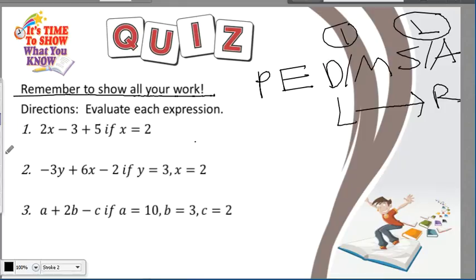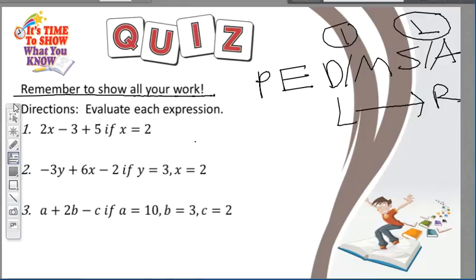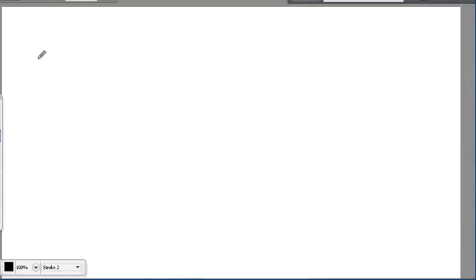Okay, I'm going to go ahead and get you started with number 2, just because I'm feeling really nice today. So let's go ahead and get started together with number 2. We have -3 times y plus 6x minus 2. So remember, when you turn this quiz in, you're writing down each problem, you're showing me the work, and you're circling your answer.